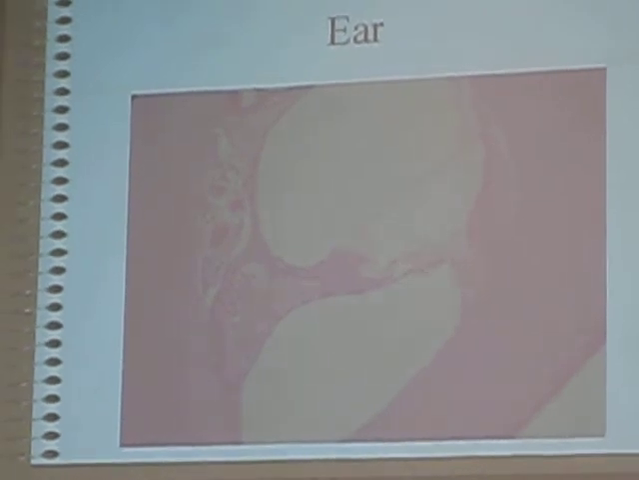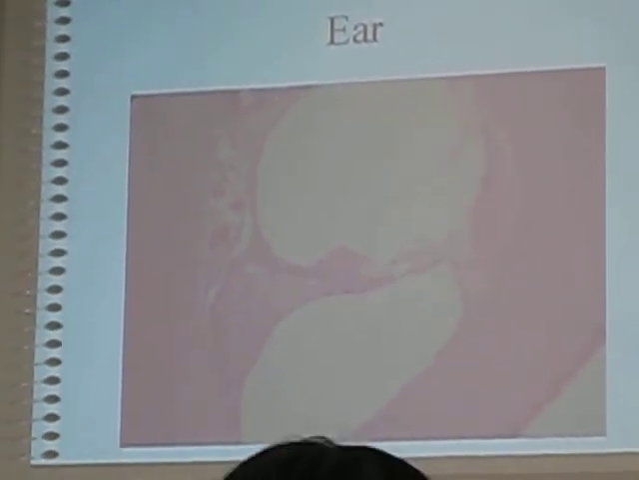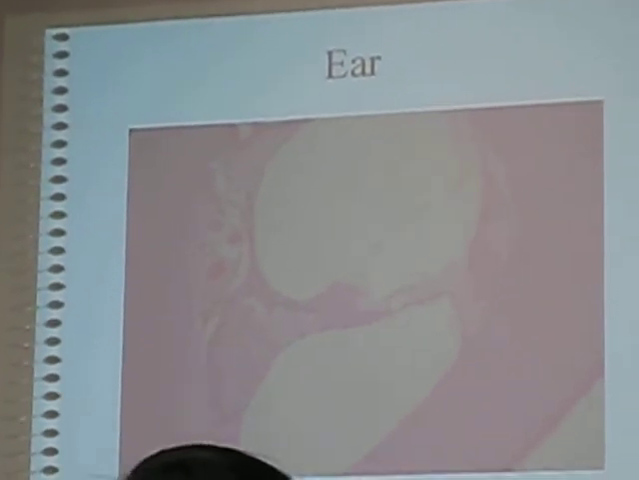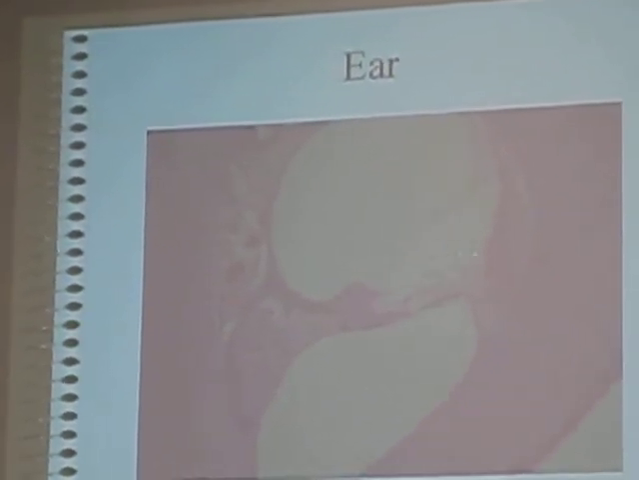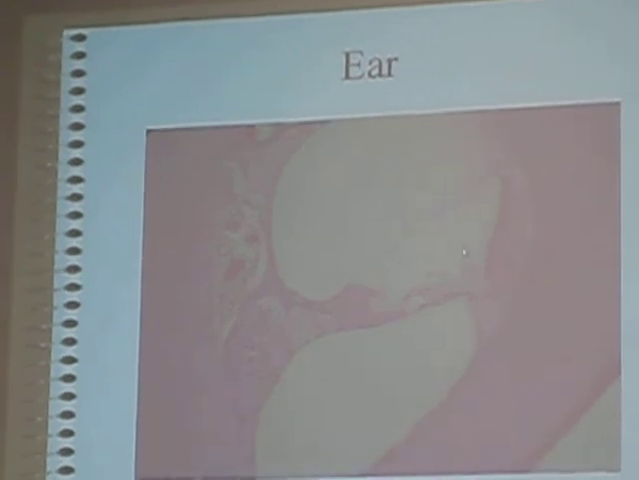That means it's fair game for the practical if it's written on here. So make sure you know what fluid is in each of these three chambers. The top and the bottom are the same, filled with perilymph. The middle is filled with endolymph. The difference is how thick that fluid is.